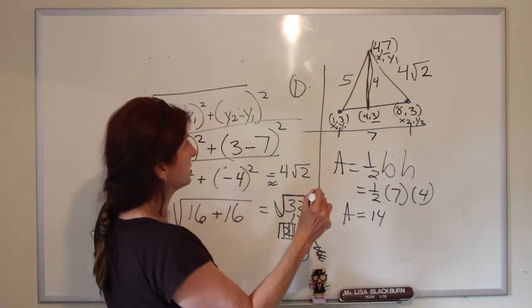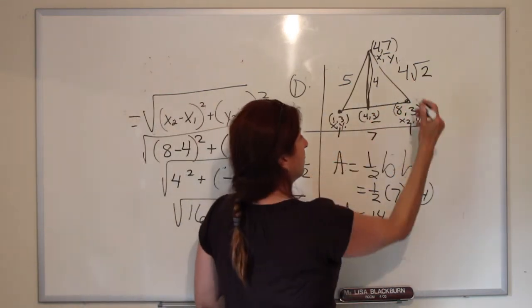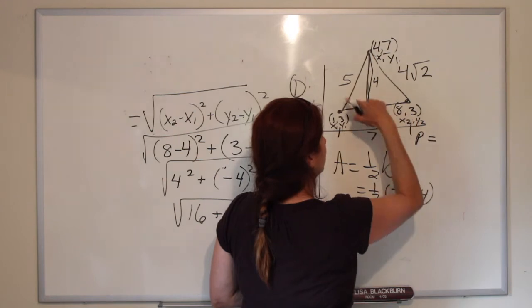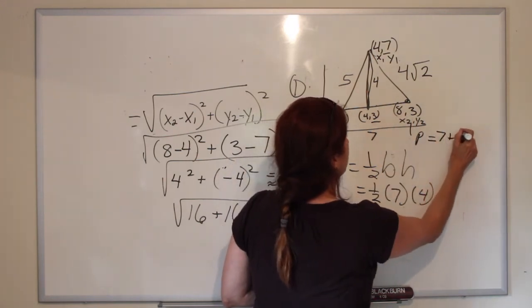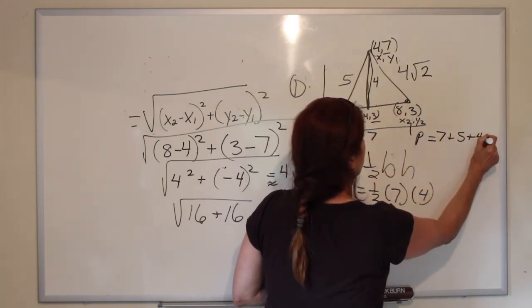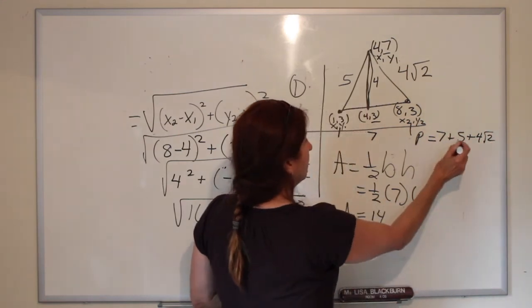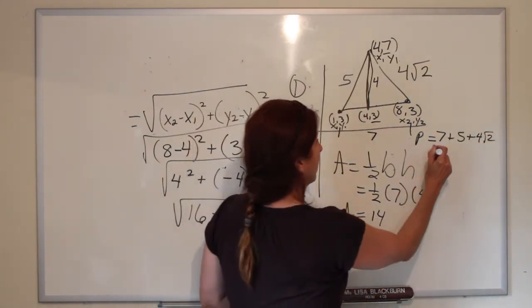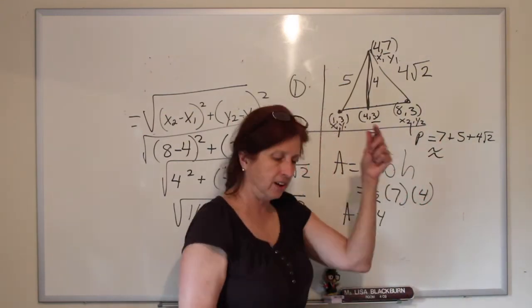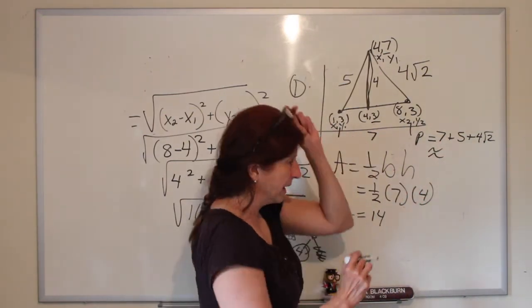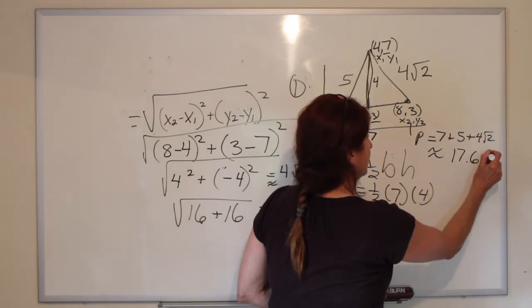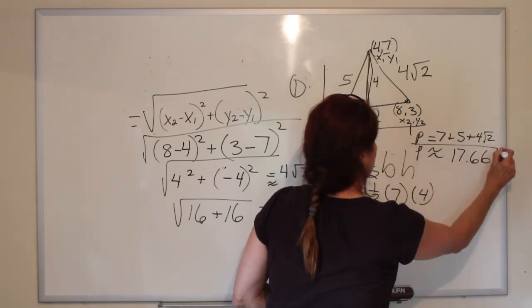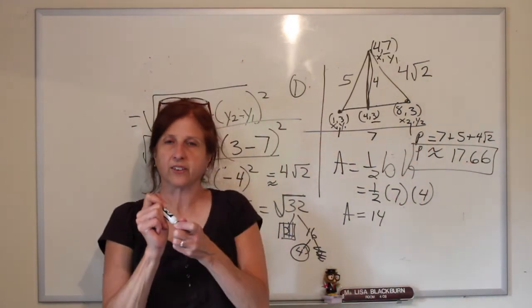So if we were going to get its perimeter, we need to add these up. Perimeter equals the sides added up, 7 plus 5 plus 4 times the square root of 2. So that's 5 and 7 is 12. Put that in your calculator, just stick it all in there, and the answer is about 17.66 for the perimeter. Whoop, whoop, whoop. More fun with sound effects.